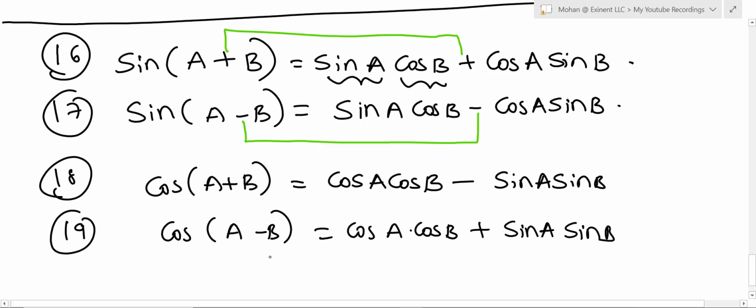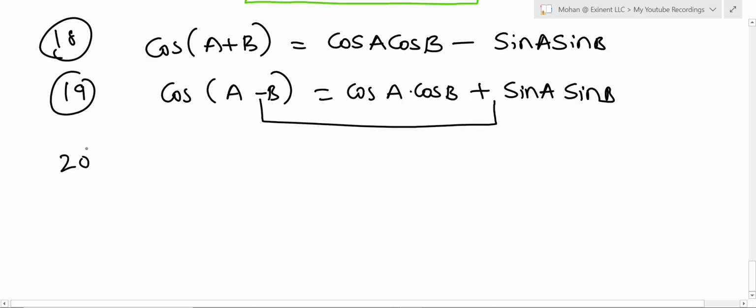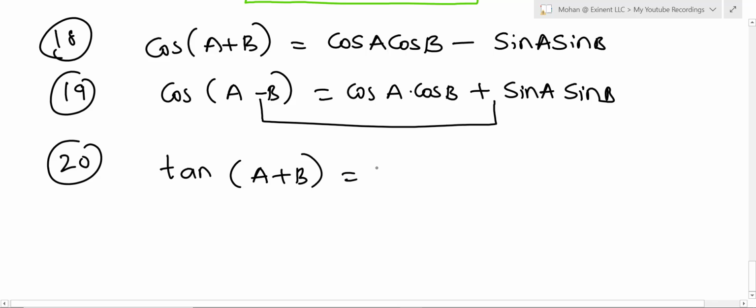So try to understand, for plus, minus has come, whereas for minus, in between them plus is coming. Okay, yes, it would be next tan. So how much is tan of A plus B? That will become tan A plus tan B divided by 1 minus tan A into tan B.